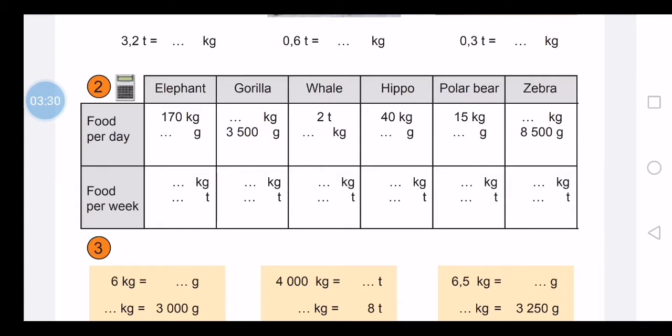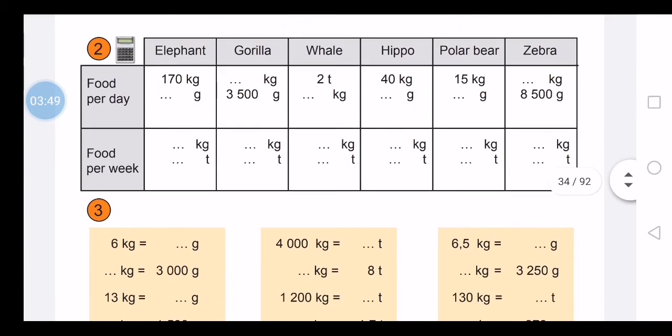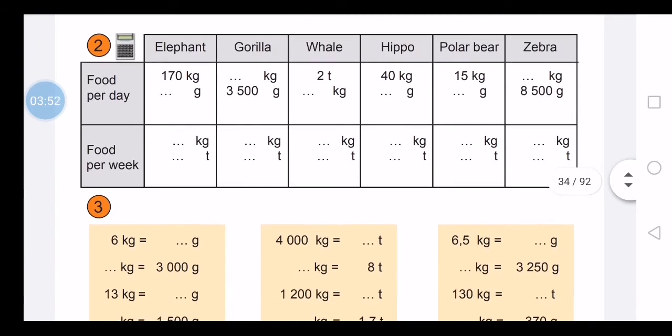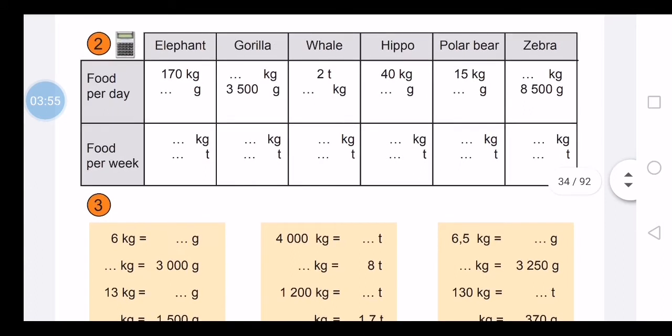Now, in number 2, once you have the top row filled out, you can see a calculator sign there. That tells you that you can use a calculator. If you don't have a calculator, maybe your mom or dad will let you use the calculator on their phone, or you could use a calculator on your computer, or an online calculator. What I would do there is take the figures from the top line. So for the elephant, for example, I'd take 170 and multiply it by 7 to find out how many kilograms of food the animal would eat.